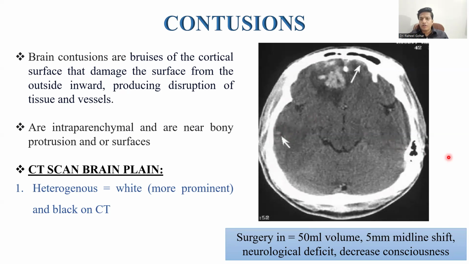When we are talking about contusions, what are the indications for operating? When there is a drop in the GCS, when there is a midline shift of greater than 5 mm, and the volume should be greater than 50 ml. The 50 ml mark is for the supratentorial compartment, meaning the frontal lobe, parietal lobe, occipital lobe. But in the posterior fossa, in the cerebellar area, if it is 30 ml, we are going to operate. Okay.